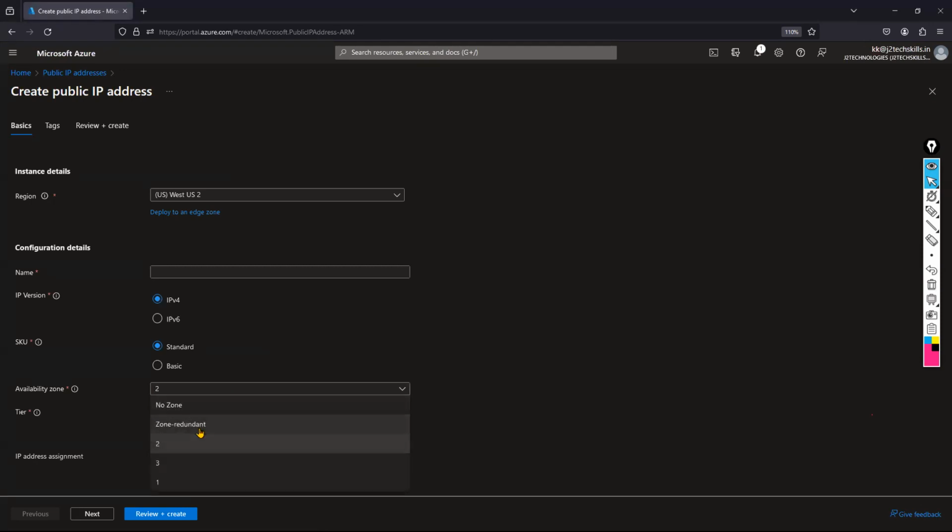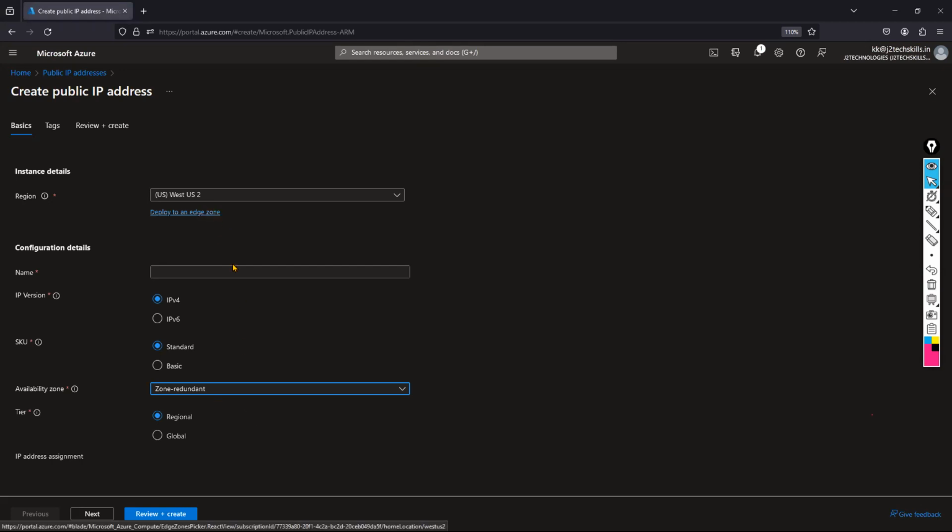And if it is the default option, if you selected zone redundant, it automatically replicates or maintains the same service in other zones also within the region. That is called a zone redundant service, guys. That is the difference, which I showed you here practically.